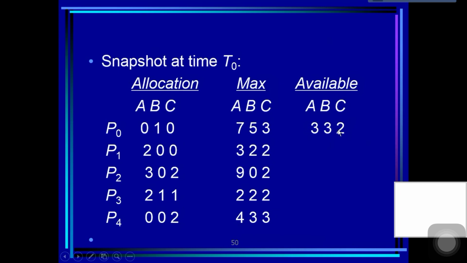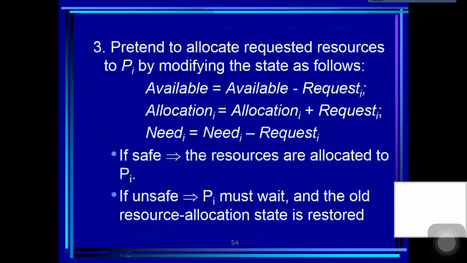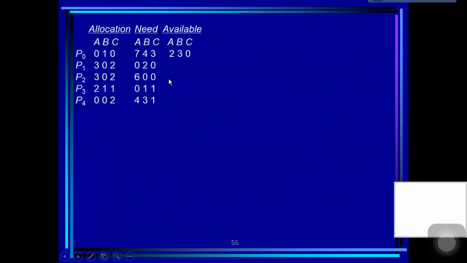Then we pretend that we allocate the resources to process P1, and the system state changes to a new state. So we get this one. Here you can see the need changes only for P1, and available changes to this one. Then let us find the safe sequence again to see whether we can find a safe state.